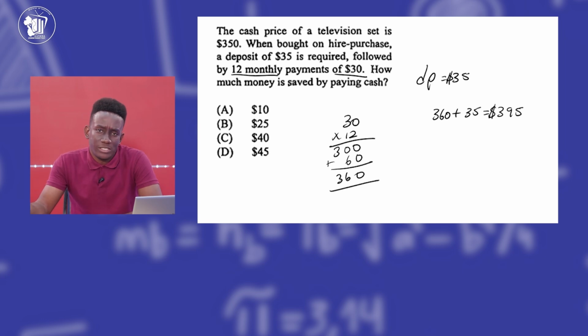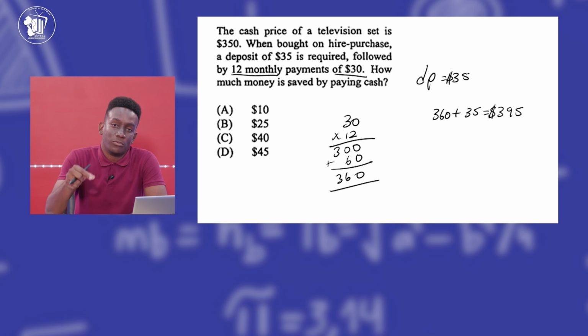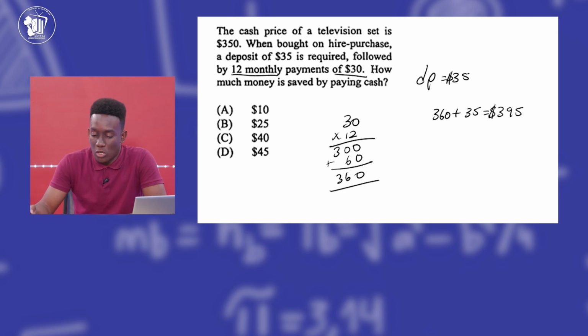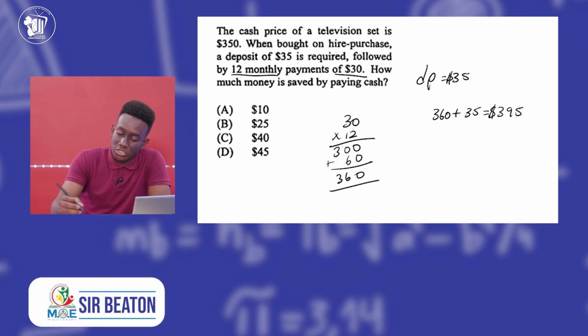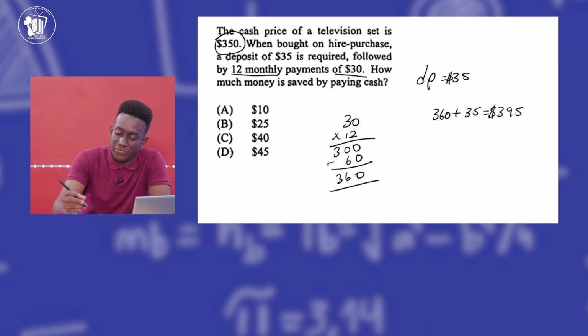Remember, for hire purchase, you pay a down payment and then you pay monthly installments, and the store will decide how much the installments will be and for how long. People use hire purchase when they want to buy something that they cannot pay the full price for. So the question says, how much money was saved by paying cash? We see that the cash price for the television was $350.